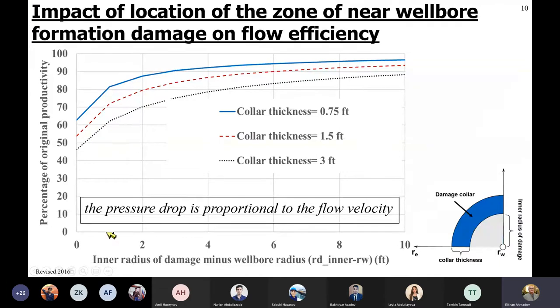And as you can see, a collar thickness of 3 feet, of course, will give the maximum negative effect on productivity. As we increase the distance from the wellbore, the negative effect of this collar is reduced. And at enough distance, if we are able to push this collar or damaged zone away from the well by, let's say, 10 feet, then we may have around 90% of flow efficiency. Sorry.